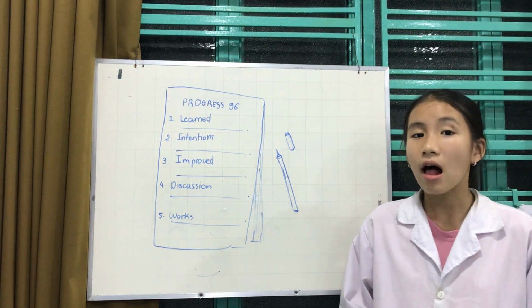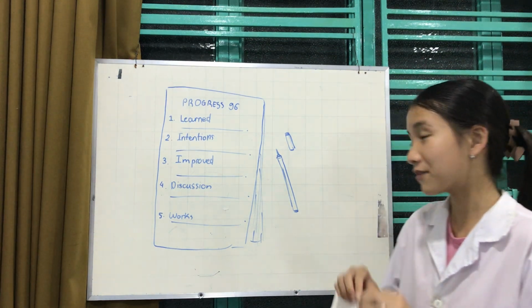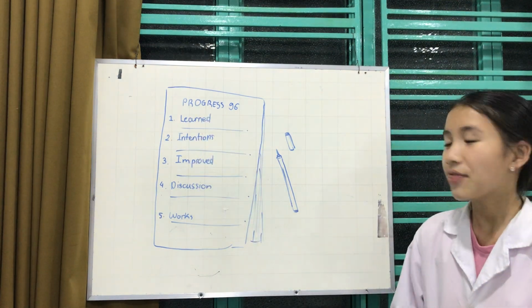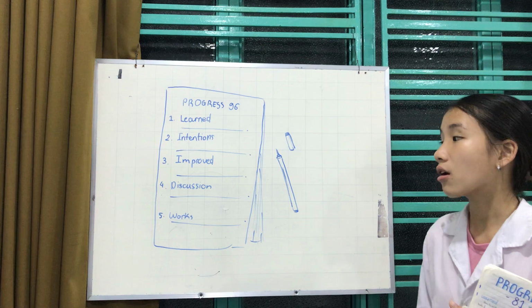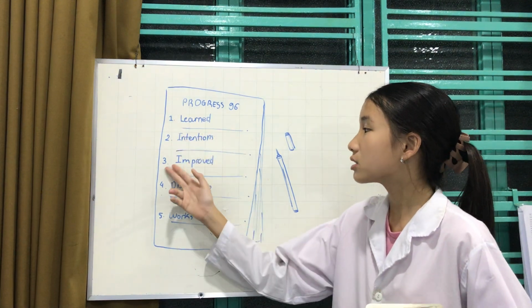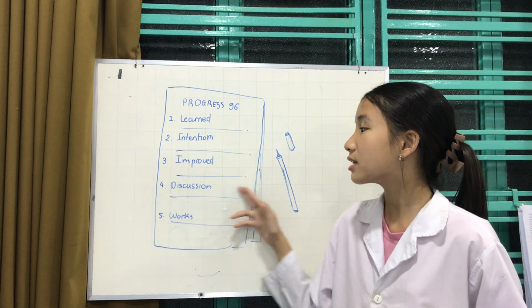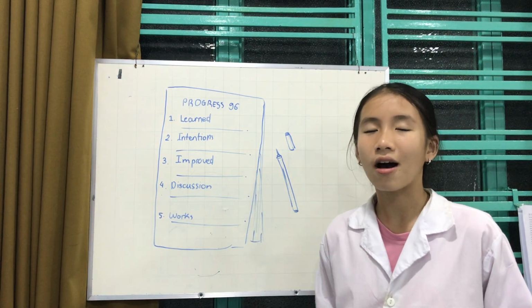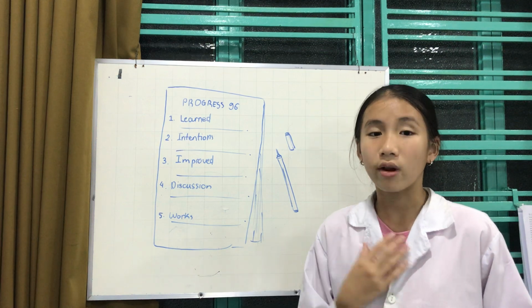In this video, I'll be talking about my first DE, which is my progress week 96. Now, in this video, I'm going to talk about the 5 main parts, which are what have I learned, my intentions, the things that I have improved, the discussion in the meeting, and the work for next week. So let's get started on my first part, which is what have I learned.